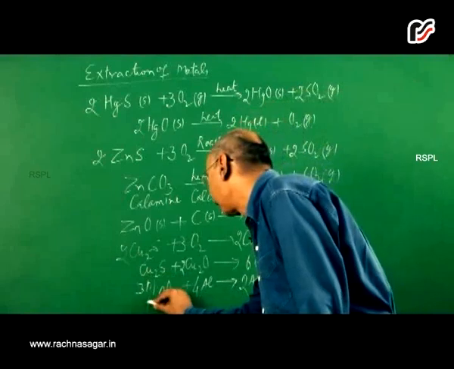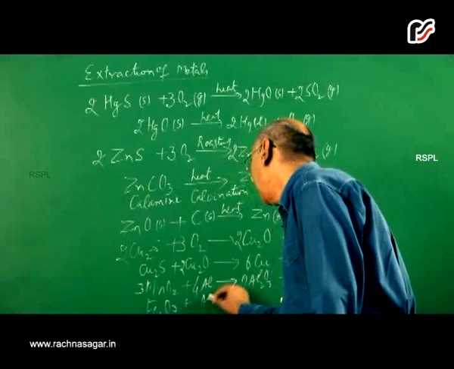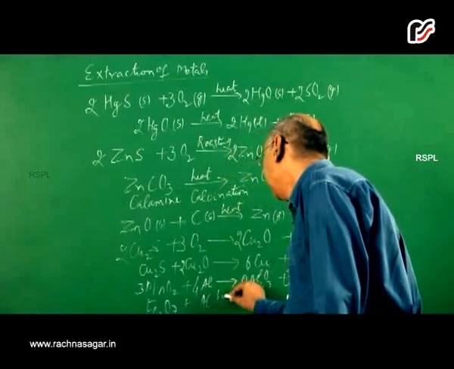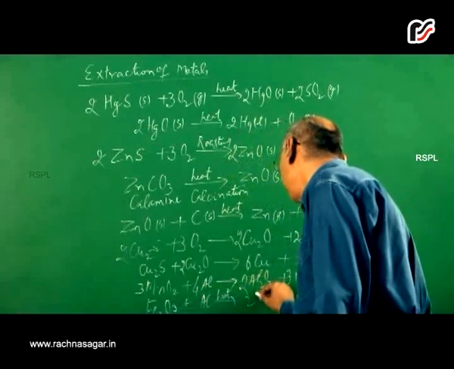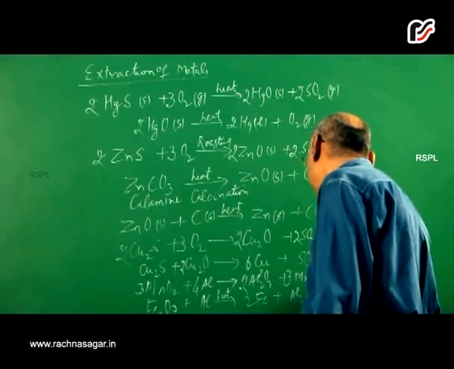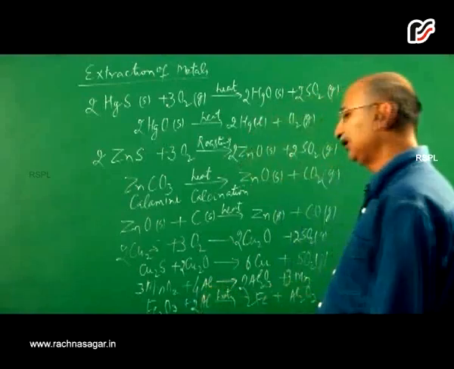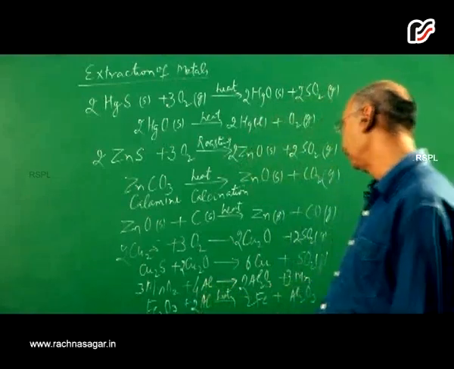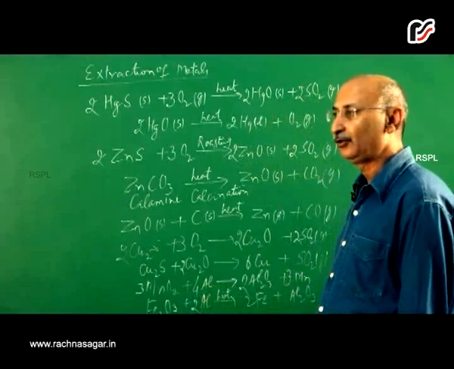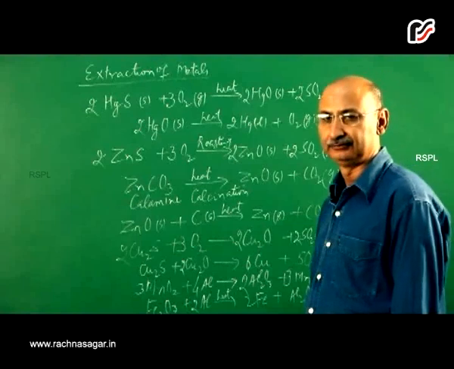There is the thermite process. In thermite process, Fe2O3 reacts with aluminium on heating and results in the formation of molten iron and aluminium oxide. Why do we get molten iron? Because this reaction is highly exothermic and molten iron can be used for repairing broken railway tracks.